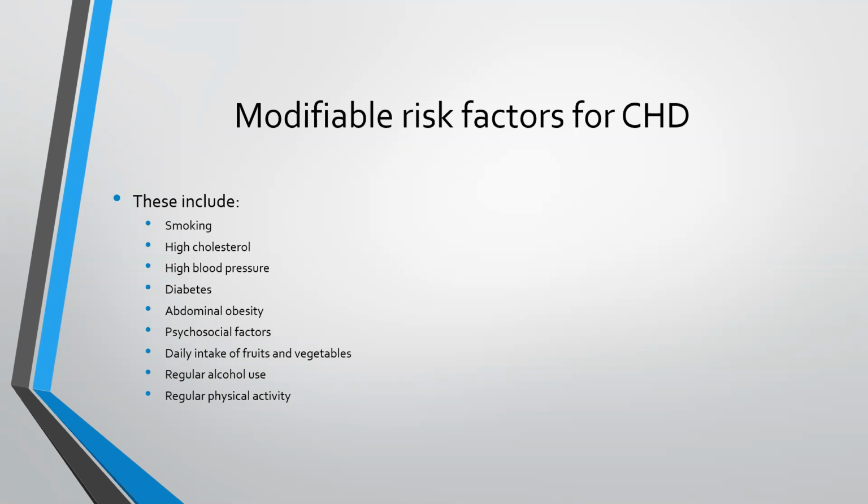High cholesterol, because we could do something about that for most patients. High blood pressure, diabetes. Abdominal obesity means kind of a gut, basically. So, having a big belly. Psychosocial factors, which we'll get into in a little bit. Dietary intake of fruits and vegetables, which is an overencompassing theme of your diet in general. Regular alcohol use, and then regular physical activity. I'm going to go into most of these in a moment.